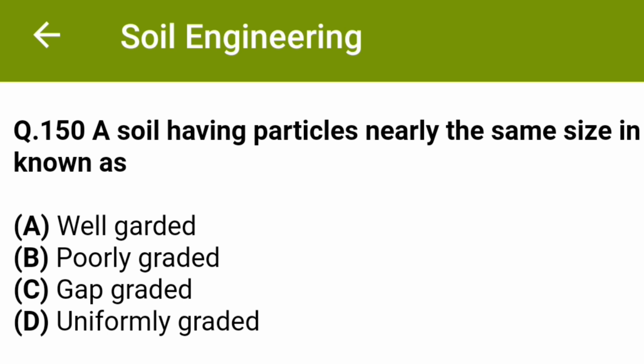A soil having particles nearly the same size is known as option A well graded, option B poorly graded, option C gap graded, option D uniformly graded. The correct answer is option D uniformly graded.